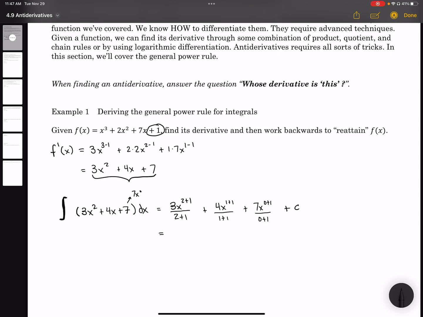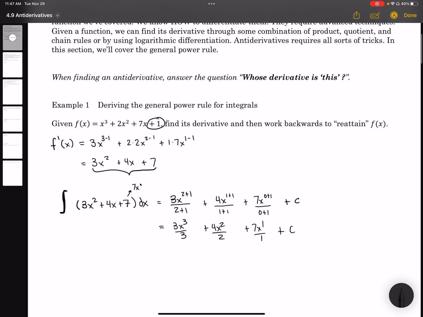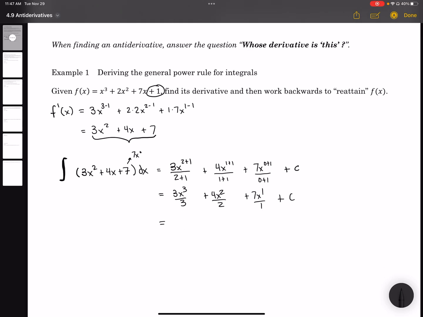So when we simplify this, we're going to get 3x cubed divided by 3 plus 4x squared divided by 2 plus 7x to the first divided by 1 plus that indefinite constant. So simplify where you can. We get x cubed plus 2x squared plus 7x plus any constant. And so specific to our problem, that constant is 1.